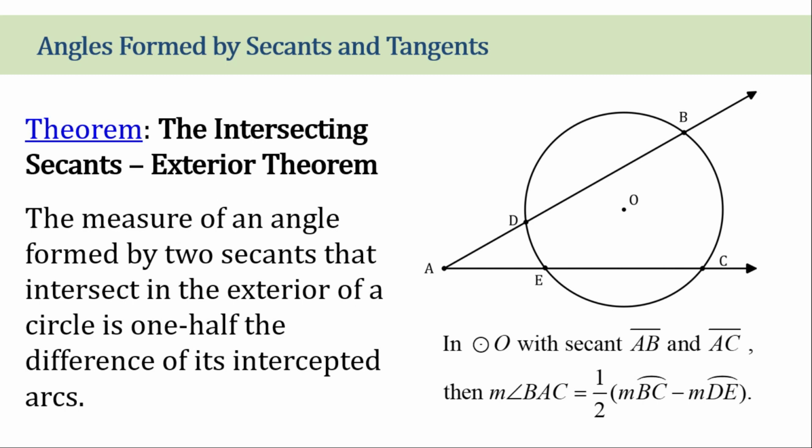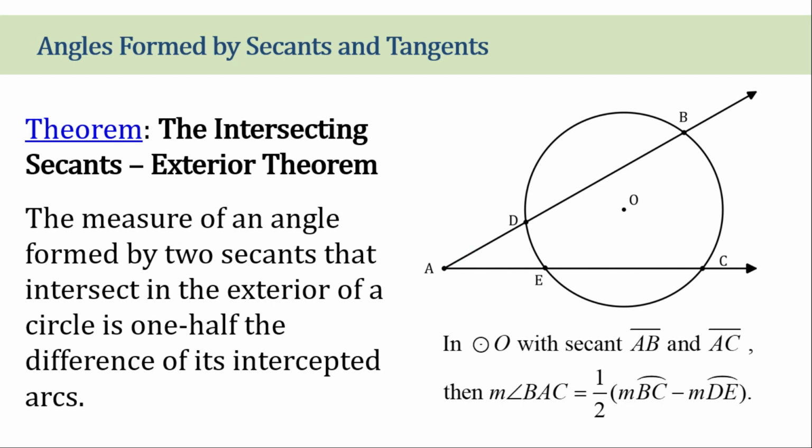The next theorem is the intersecting secants at the exterior theorem. The measure of the angle formed by two secants that intersect in the exterior of a circle is one half the difference of the intercepted arcs. As you can see, this is the angle and it has two intercepted arcs. The measure of this angle is one half their difference, meaning the measure of BC minus DE, divided by 2, is the measure of angle BAC.